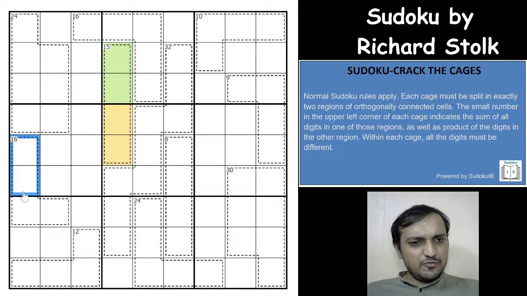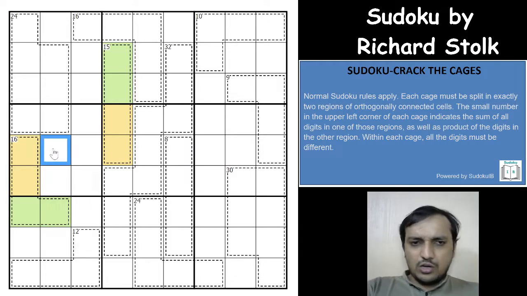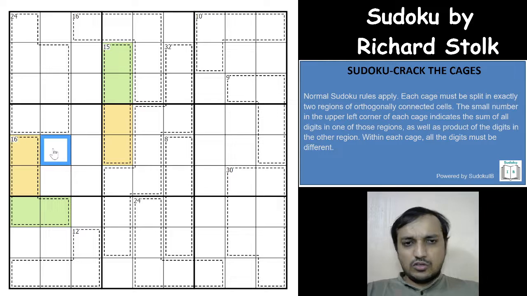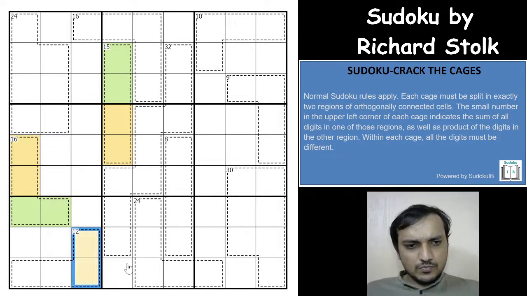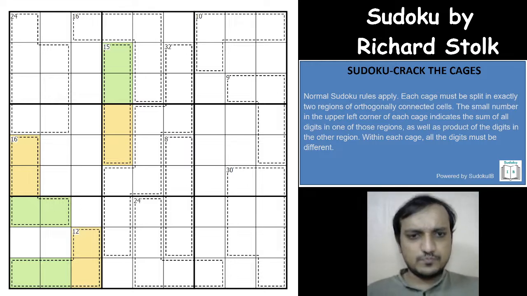Same way it can be done for 16 as well, right? I'm not indicating any particular color for a product and particular color for a sum, because we can't find it right away. You'll need some more progress through the Sudoku to get that. For the 12 as well we can do that, right? Product of two numbers would be 12 and sum of two numbers would have to be 12.